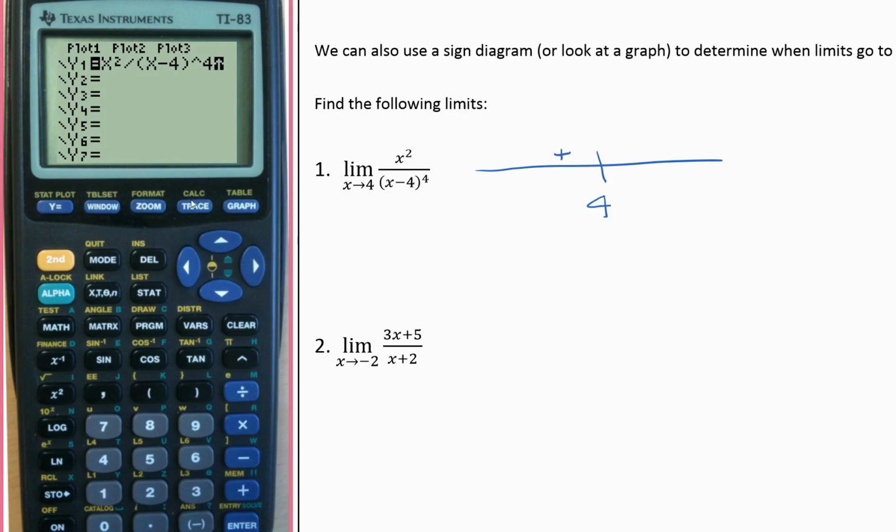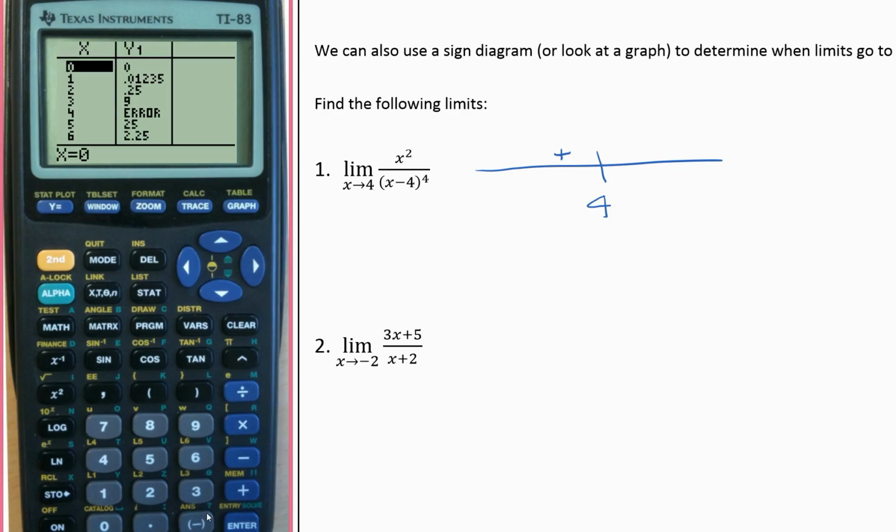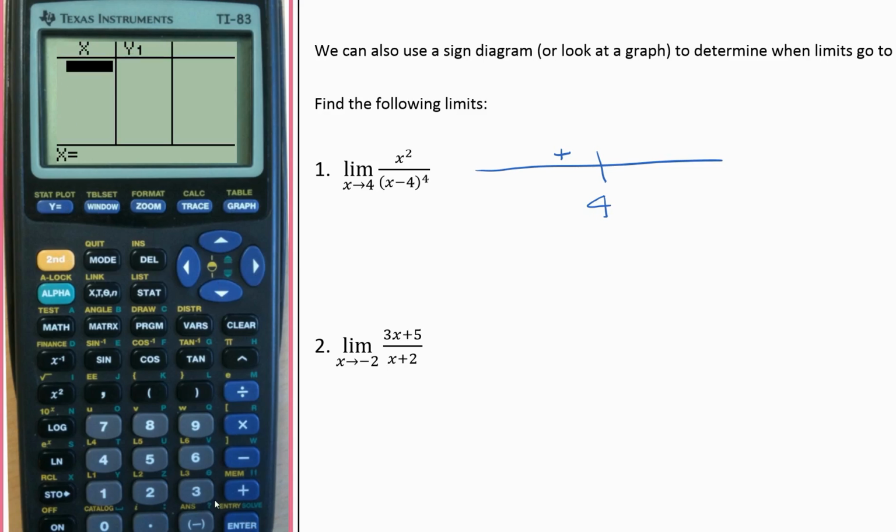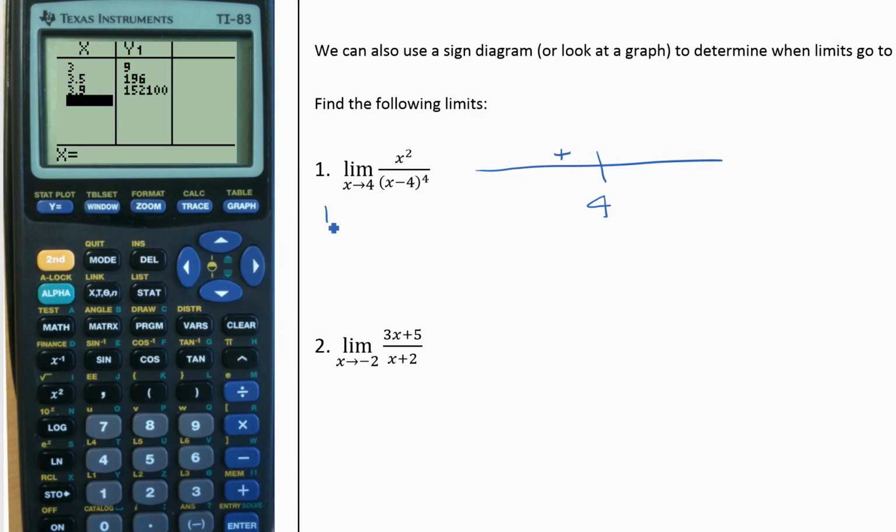Okay, and if we go to the table and put in 3, we could put in something like 3, 3.5, 3.9, things that are below 4 but getting closer and closer. And we can see this is getting big very fast, and they're all positive numbers. So here we could say that we know from the left of this function it's going up to infinity.